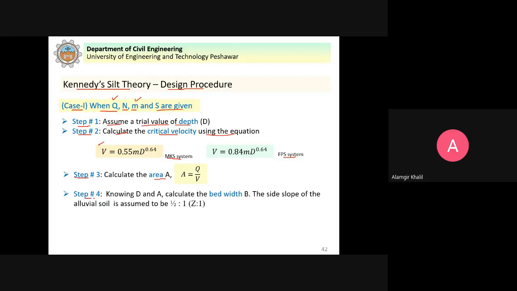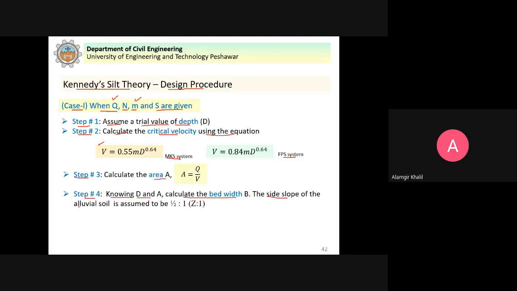Then step number three is that discharge is given and we have calculated this velocity here. So we can calculate the area A. This is the flow area of the channel. So we can calculate this area by dividing the discharge by the velocity. Step number four is that knowing the depth and the area, now we can calculate the bottom width of the channel. Now the side slope will be assumed for the channel cross section.